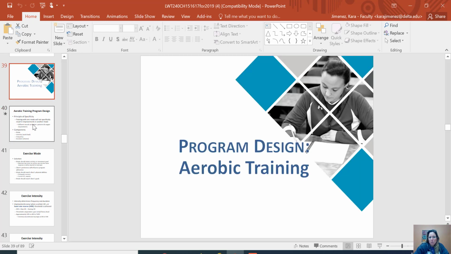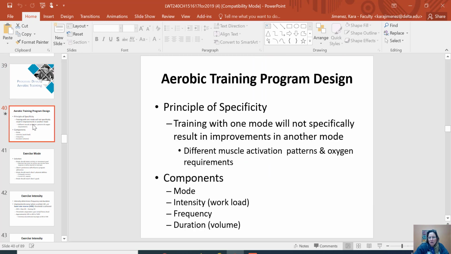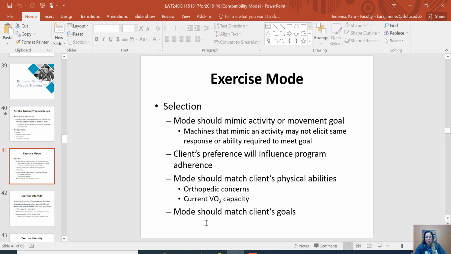If you go down to the aerobic design for aerobic training, again, it just goes through those principles of specificity and looking at the different components and things that we can do to manipulate the variables. You know, what mode, what's the intensity, how often, how long, that sort of thing. So as far as exercise mode goes, just a few things to keep in mind.